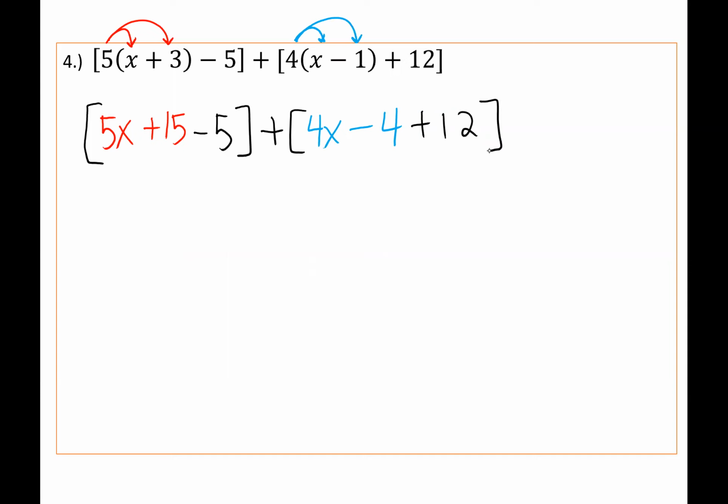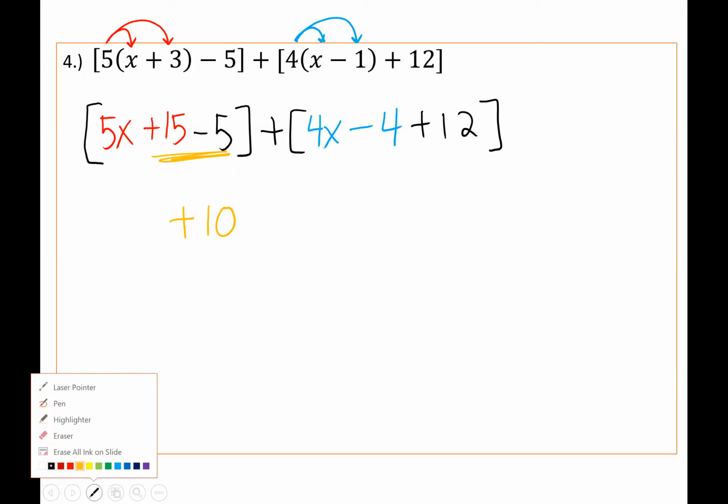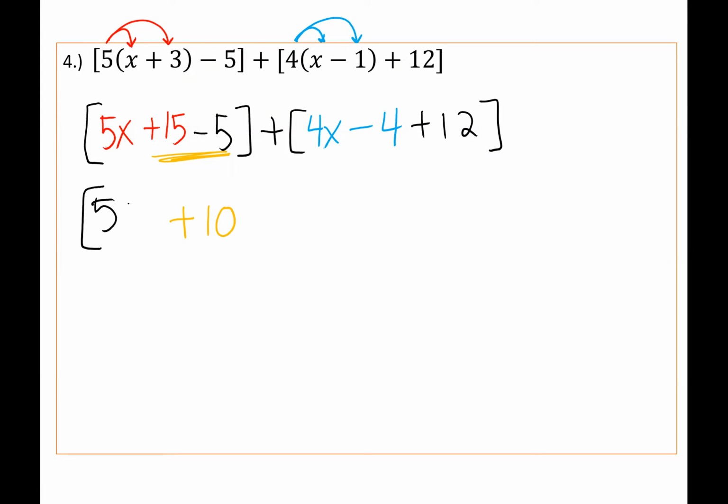Okay, let's see if we can simplify inside each of those grouping symbols. So in each of them, there are like terms that we can combine. So for the first one, 5x plus 15 minus 5, it's the plus 15 minus 5 that are like terms. 15 minus 5 is positive 10. So I will combine those into just plus 10. So when I copy down what I still have in the square brackets, 5x, and then just plus 10, close square brackets. Plus.